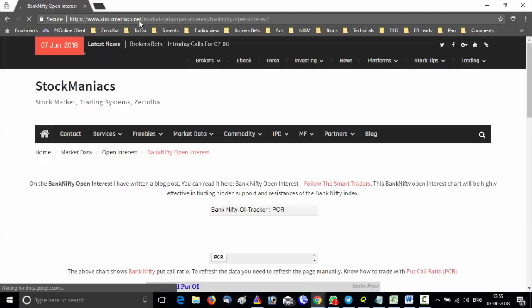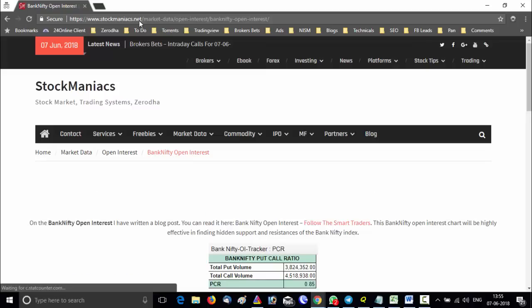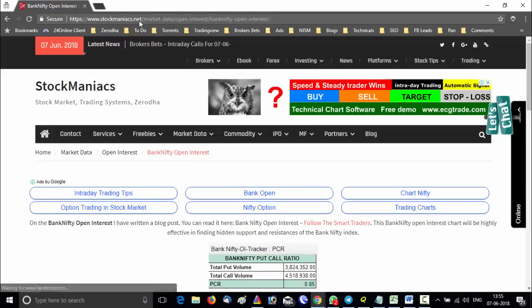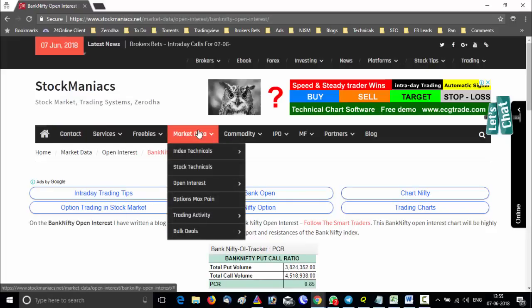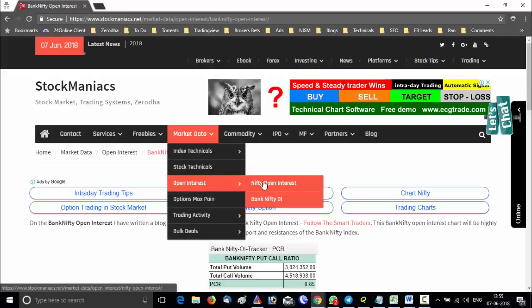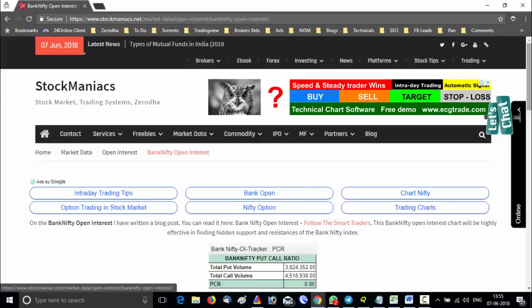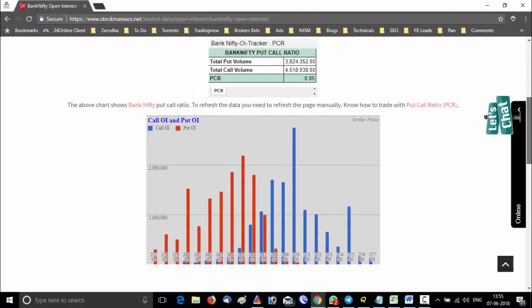You will come to my site, and there is a page of Bank Nifty open interest. I have given a short link to my Bank Nifty open interest page for those who do not want to remember and bookmark my site. Those who are already familiar with my site, you can come down to stockmaniacs.net. There is home, contact, services, freebies, market data. Under this market data you will find open interest. There is Nifty open interest and Bank Nifty open interest. We are concerned about Bank Nifty open interest today.